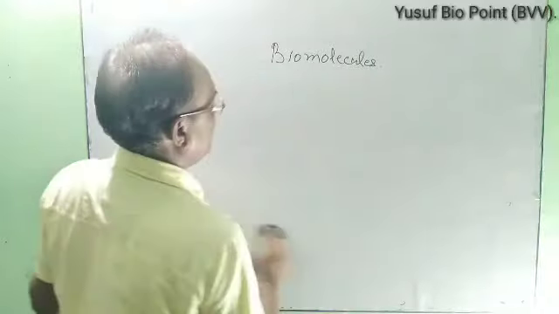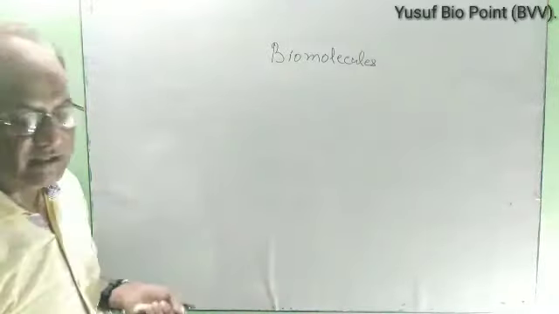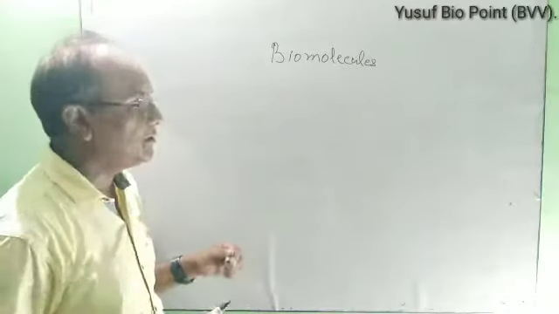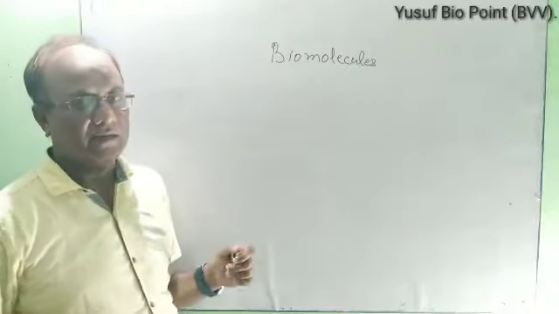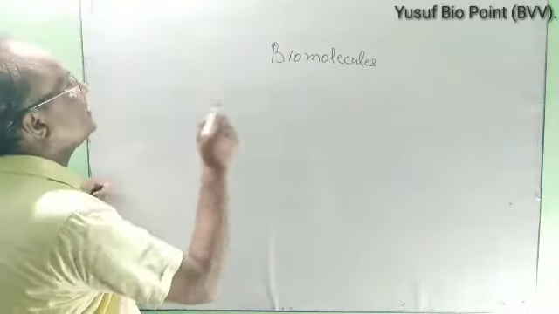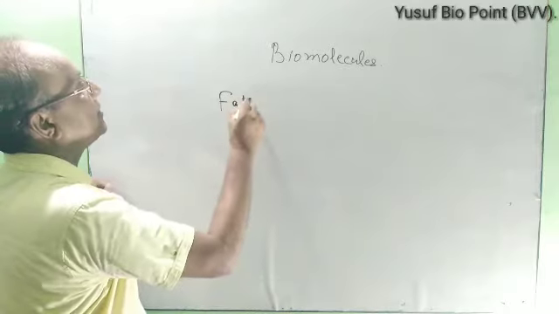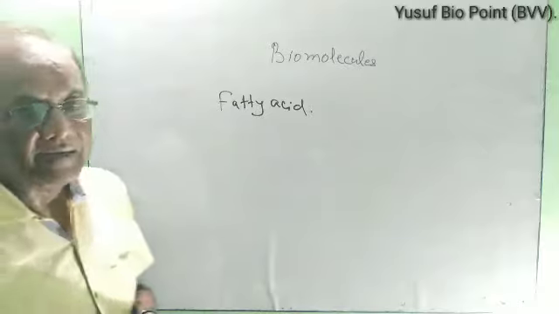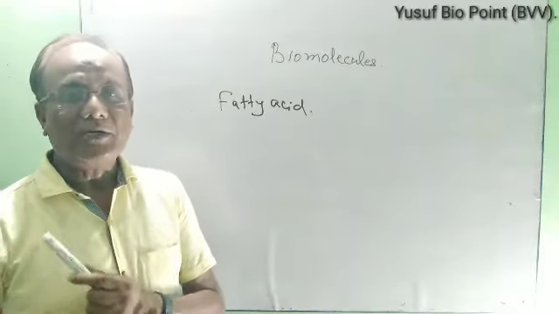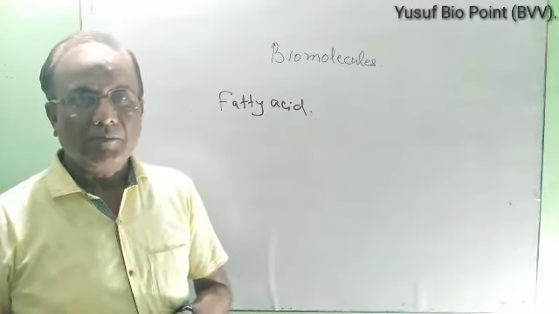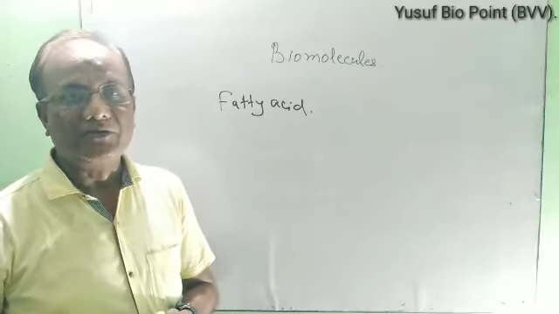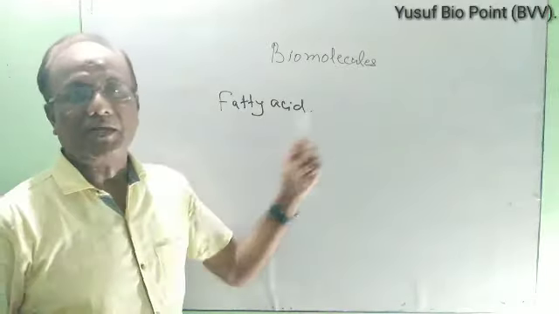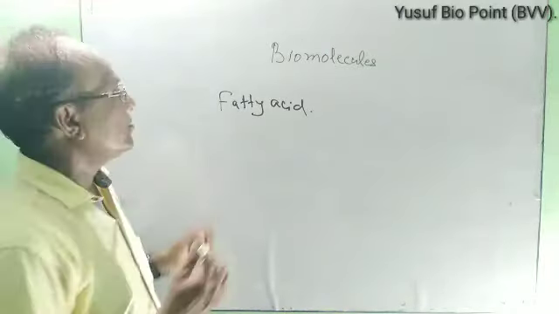And when many amino acids combine with each other by peptide bonds, that will form protein. About that we will discuss in the other videos. Next one is fatty acid. Fatty acid is the component of fat or lipids. It means when the lipid is hydrolyzed, then it changes into fatty acid plus glycerol. Understand?